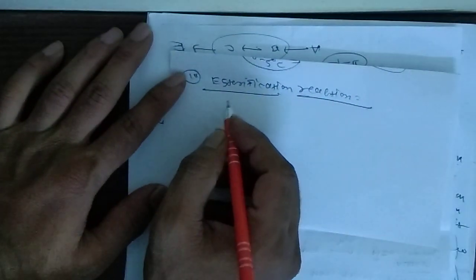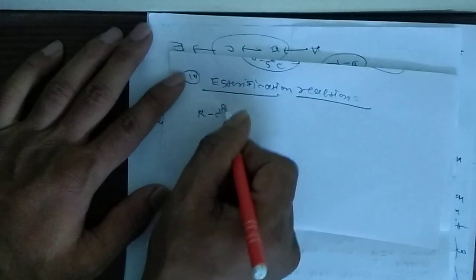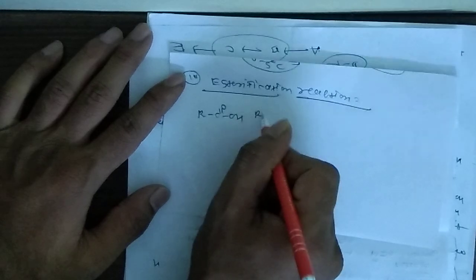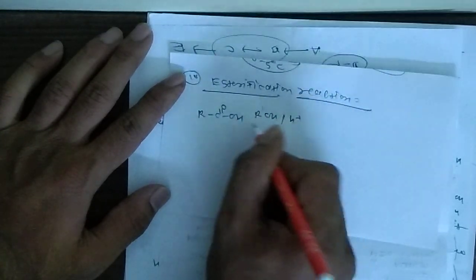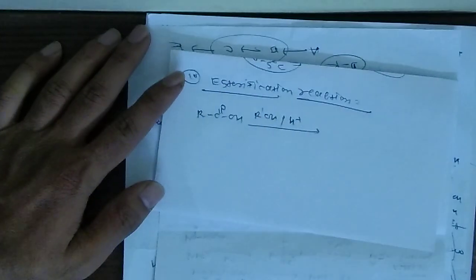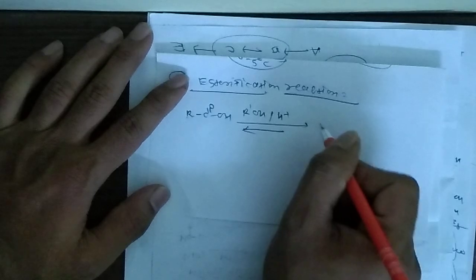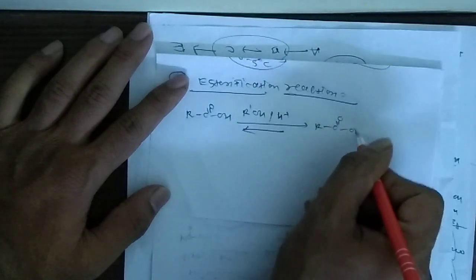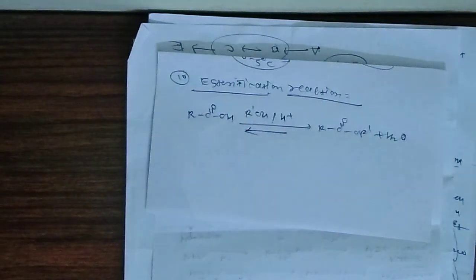So the esterification reaction is: an acid is reacted with an alcohol in the presence of an acidic medium, which is a reversible reaction. It will give the ester, COOR', plus water. The reverse is hydrolysis, the forward is esterification. So this is a very simple reaction.